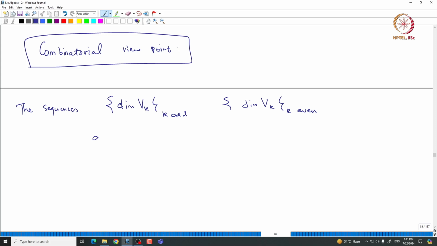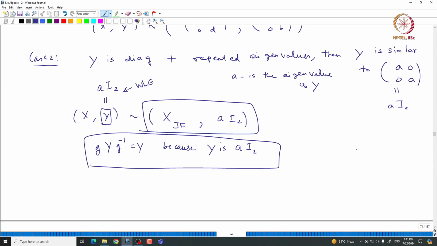These actually satisfy the following properties. Both of them are unimodal and also symmetric, symmetric about the origin 0. Okay. So, we already proved that the dimension of Vk is the same as the dimension of V minus k. So, that takes care of the symmetry about the origin. And why is this unimodal? Unimodal exactly translates to these inequalities.